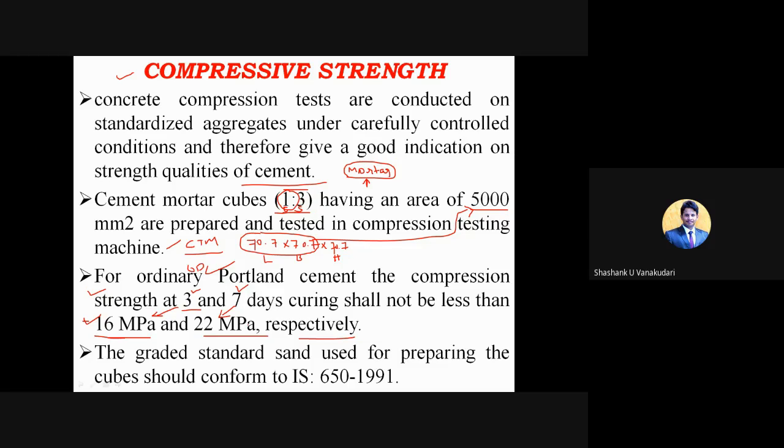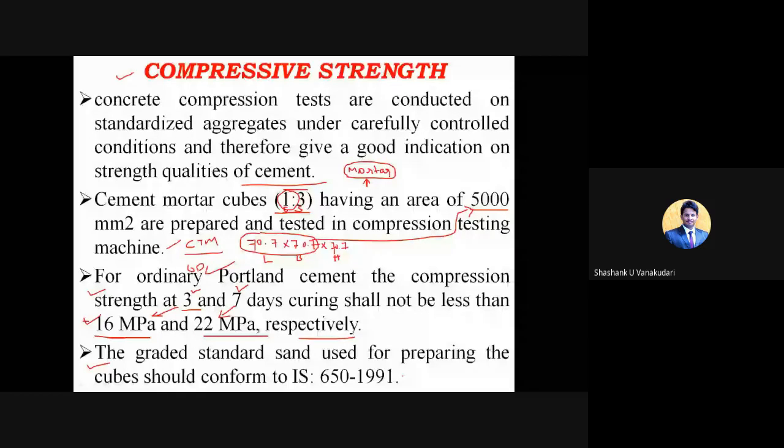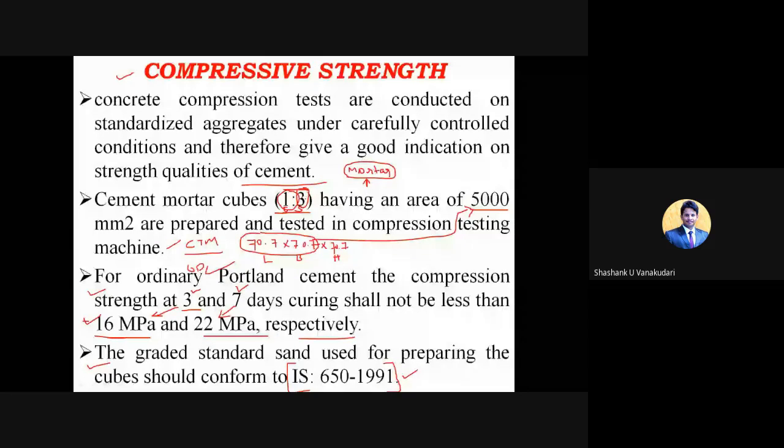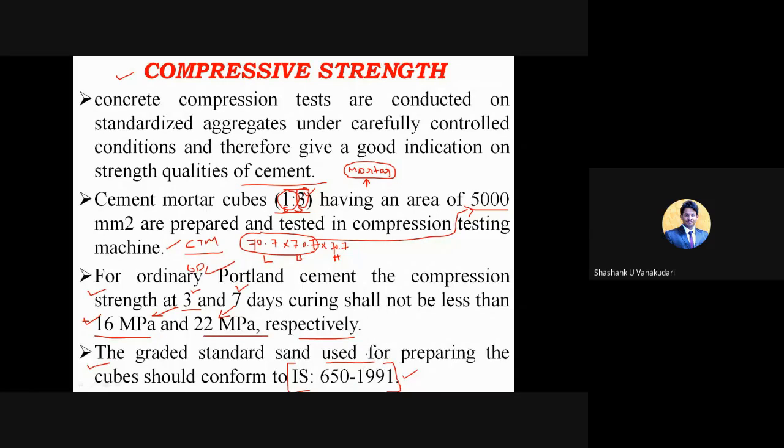Okay, and here the graded standard sand which is used for preparing the cubes should conform to IS 650 1991. So while selecting sand also we need to take a lot of care. That sand should conform to this particular code book. As per this code book, what specifications have they given? We need to consider the sand in the 1:3 proportion we have studied now, taking the specifications from IS 650 1991.